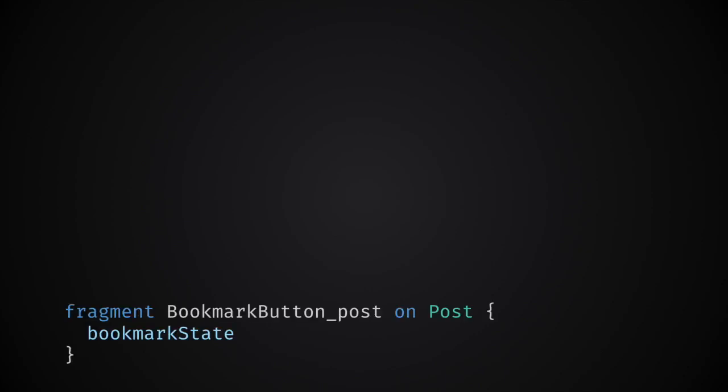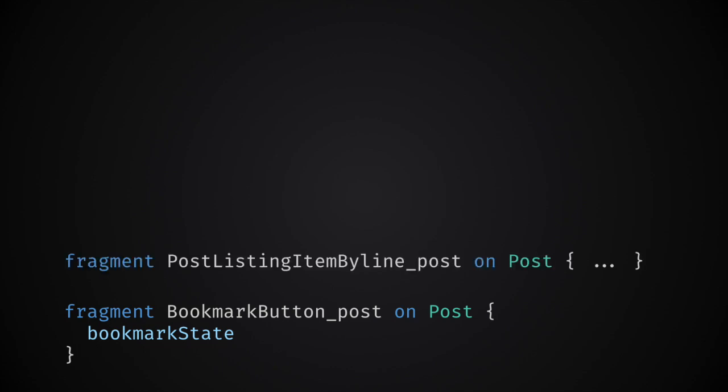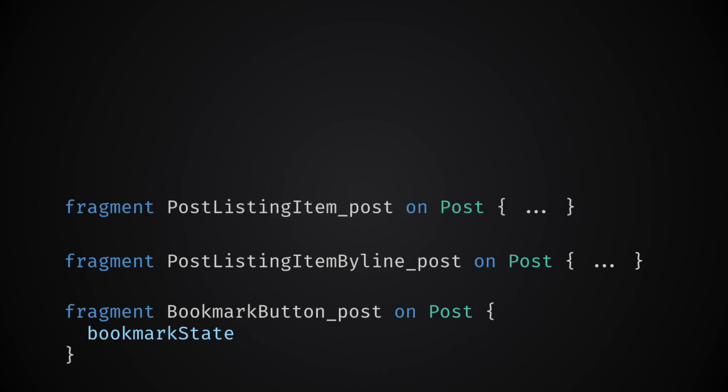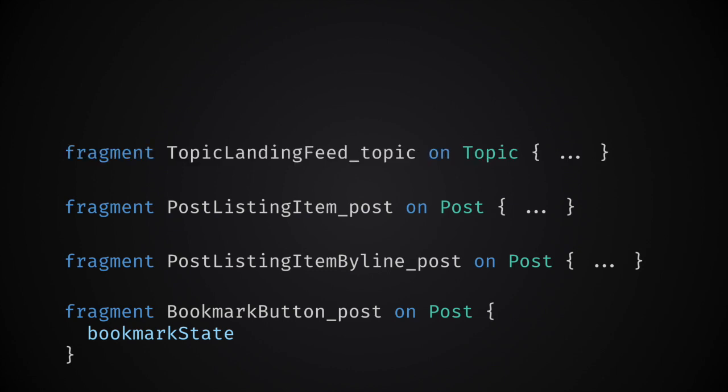So to make those buttons on the topic page show the right state, we start with a bookmark button exporting a fragment on post, which is composed into the post listing item by lines fragment on post, which is composed into the post listing items fragment on post, which is composed into the topic landing feed's fragment on post, which is composed into the topic screen's fragment on post, which is composed finally into the topic handler's query.